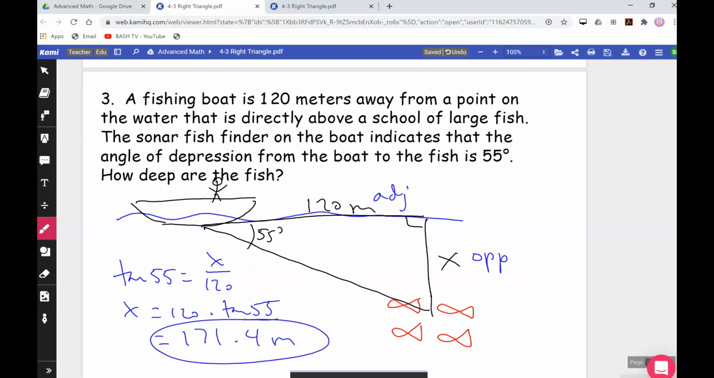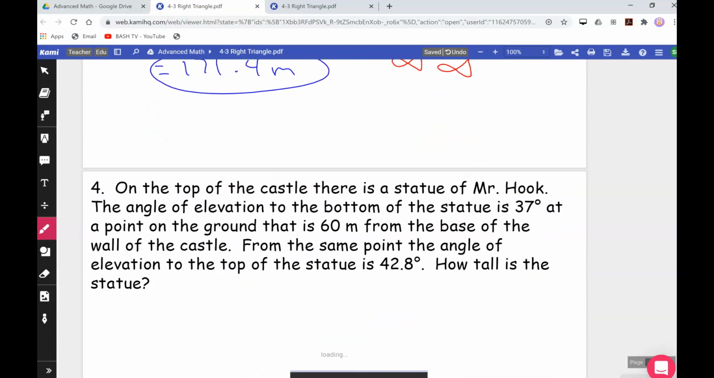Definitely my picture is not to scale, as you can see there, but that doesn't matter. You don't have to draw them to scale. You just need a right triangle, and you've got to find the information. Okay, one more, the most complicated problem.